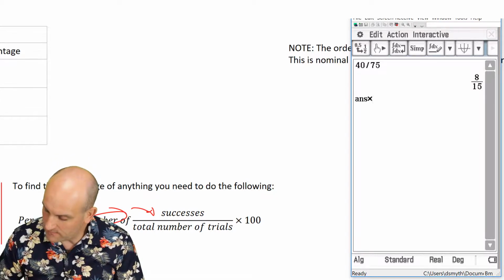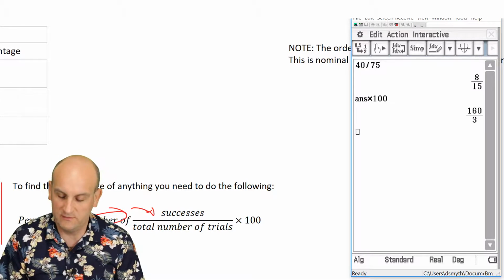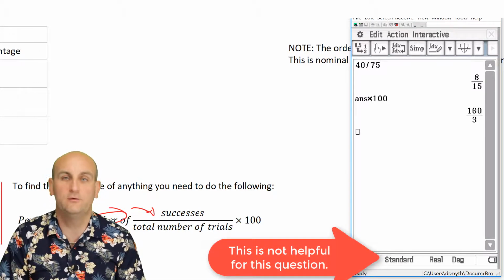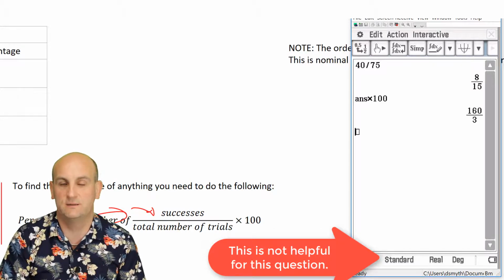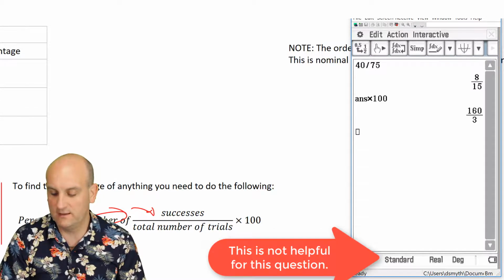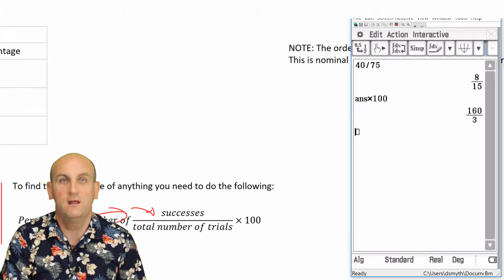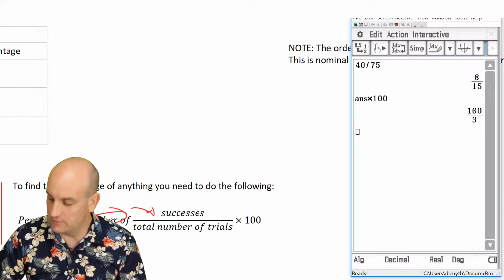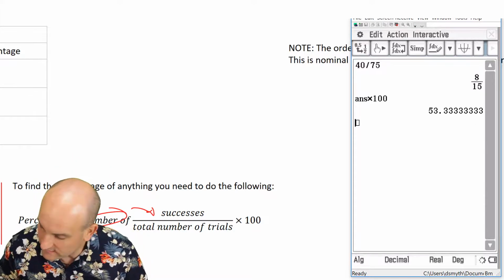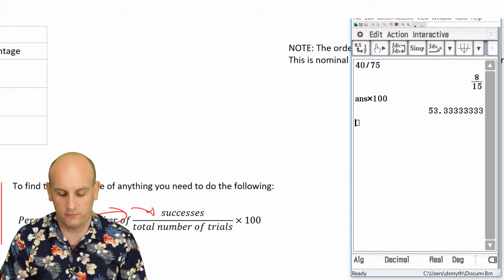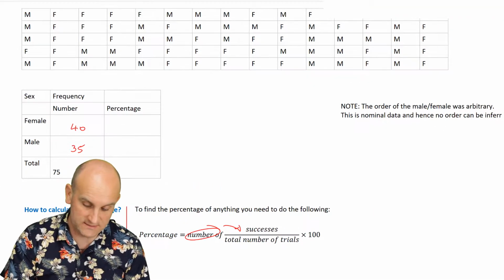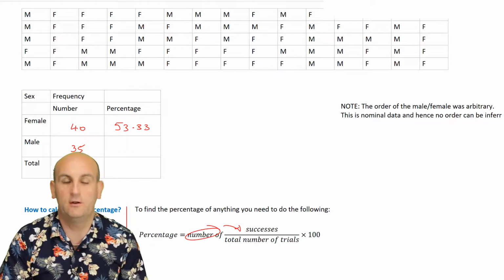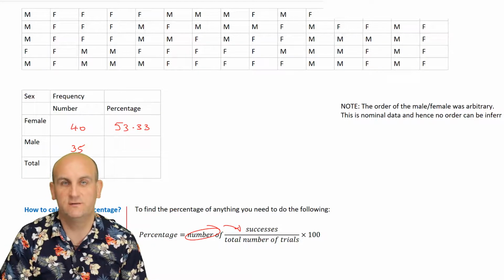I'm going to times that by 100 because that's what my formula tells me to do, and I get 160 over 3. Now that's not particularly useful to me, and you'll now see that there's a red arrow pointing to the part of the calculator that actually tells me that it's putting my answers in standard. So what that means is it's putting it in fractional form. If I hit the bottom and do decimal and then go back here and hit enter, then I get 53.33%. And that's what I need to know. So my percentage of females is 53.33%.